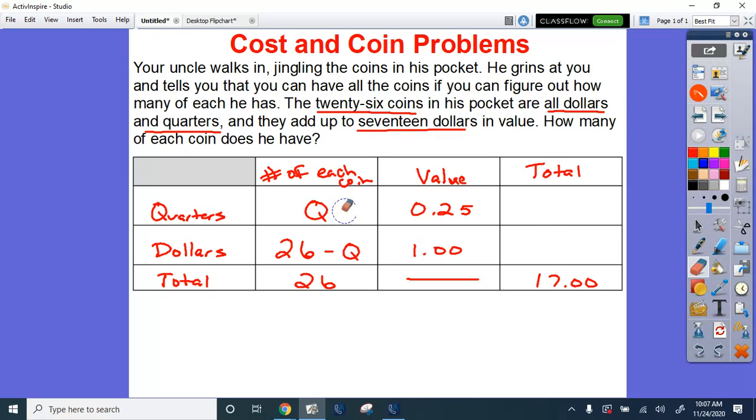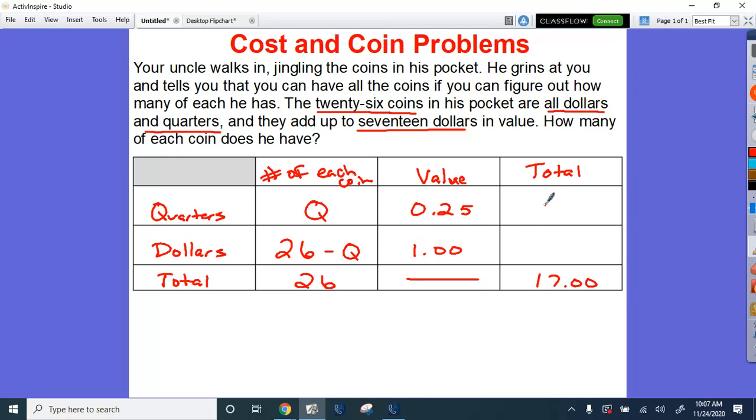So now we are going to multiply these through because I would take 25 cents times the number of quarters, which gets me 0.25Q. And then I would use my distributive property over here, which it's nice that I have a $1. And I would say, all right, well, it's 26 times 1, which is 26, minus 1 times Q, which is Q. Okay? And then this is the information that we will use in order to solve our equation. So a total we know is through addition. So I'm taking 0.25Q plus 26 minus Q, and that's going to equal 17.